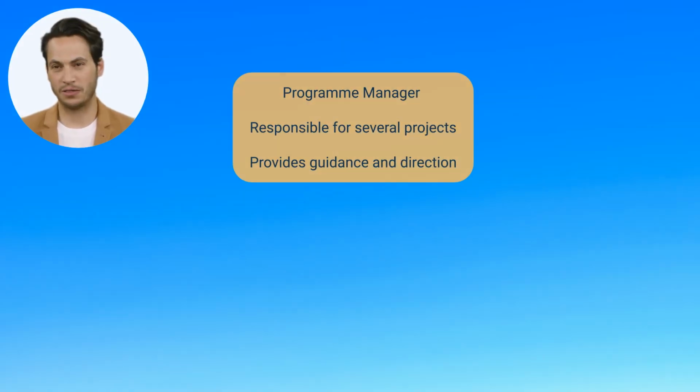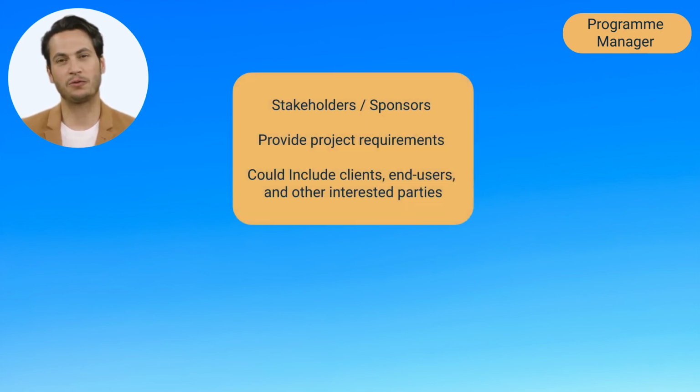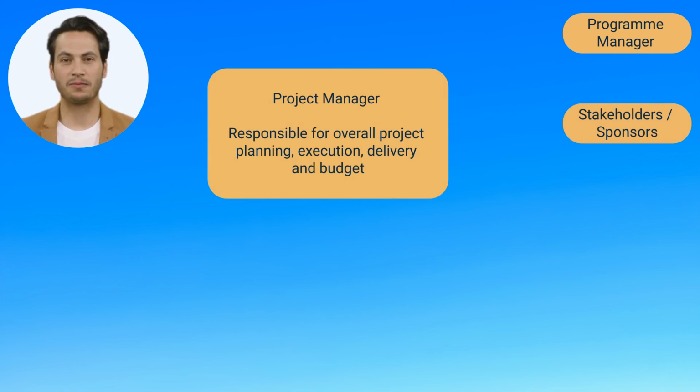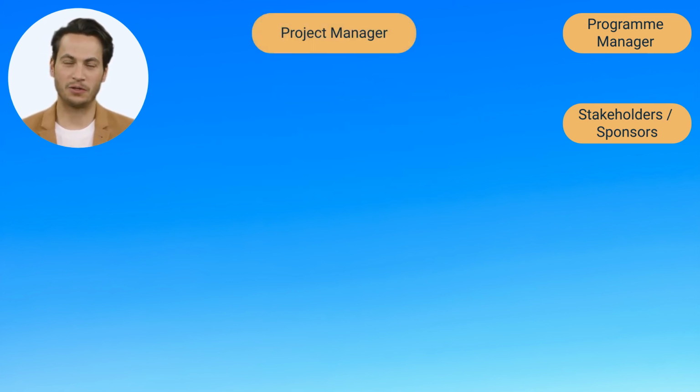There is a program manager who may be responsible for several projects. The program manager is not directly involved in project management, but is there to provide guidance and direction. The project is there for a reason, and the people who provide the requirements are called stakeholders or sponsors. This could include external clients, end users, or other interested parties. Then, of course, there is the project manager, who manages the project plan, the project teams, scope of the project, deliverables, and budget. The teams that report to the project manager typically consist of a team of business analysts.